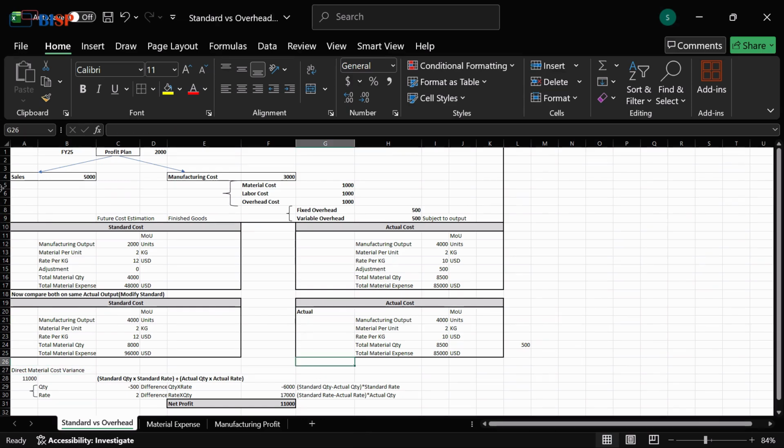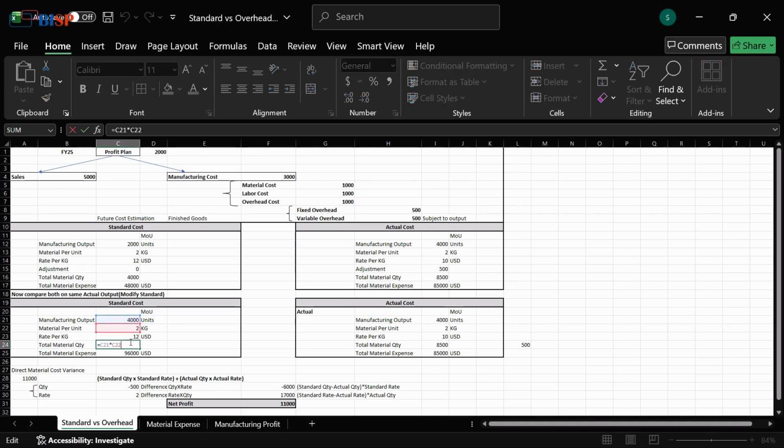Example, under the standard scenario, output is 4,000 units. Material usage is 2 kg per unit. Rate is $12 per kg. So to calculate total material quantity, we multiply output with material per unit. We get total quantity, which is 8,000. Then by multiplying total quantity with rate, we get material expense equal to $96,000.